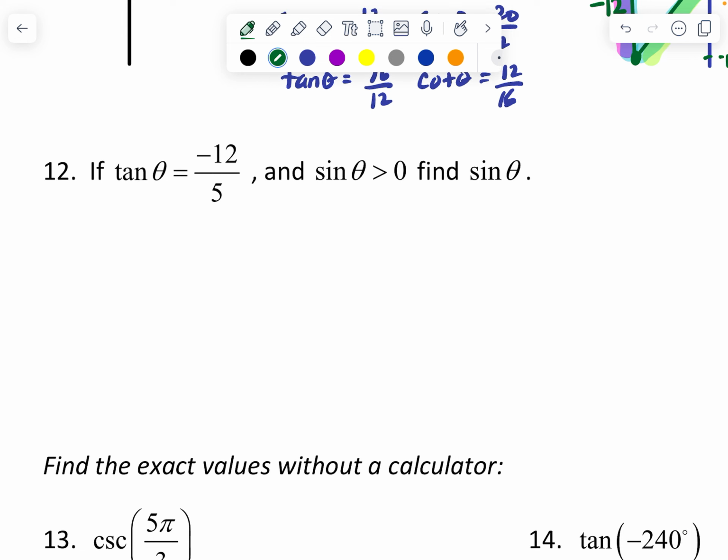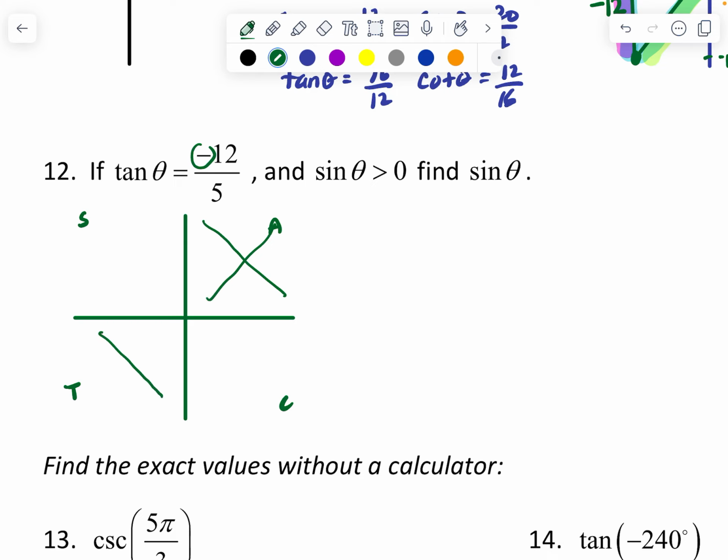Tangent of theta is a negative 12 fifths. Sine of theta is greater than 0. Find sine of theta. On this one, a little bit trickier. We need to figure out what quadrant we're in, and I have no idea. So I know that All Students Take Calculus tells me that tangent's negative. So I know that tangent is not negative in quadrant 1, and it's not negative in quadrant 3. So that leaves me with 2 quadrants left over.